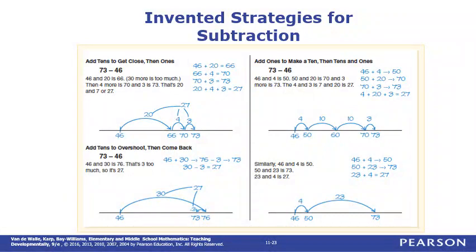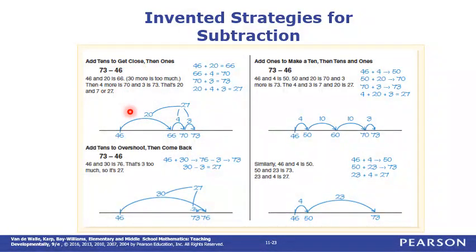So the first strategy here for this subtraction is to add tens to get close and then ones. So for 73 minus 46, and this here is that think addition strategy. So 46 and 20 is 66. If I added 30 more, that would be too much because that would get to 76. And then from 66, 4 more gets me to 70, and then 3 more is 73. So 20 plus 7 is 27. So I got there by starting at the smaller number and then thinking through addition until I got to the bigger number.